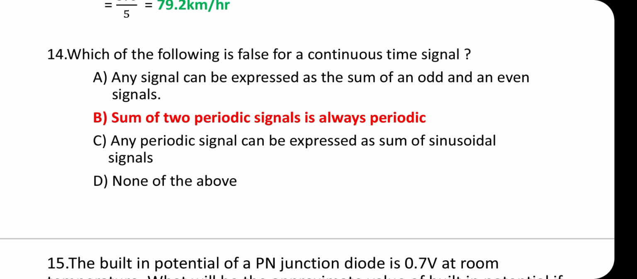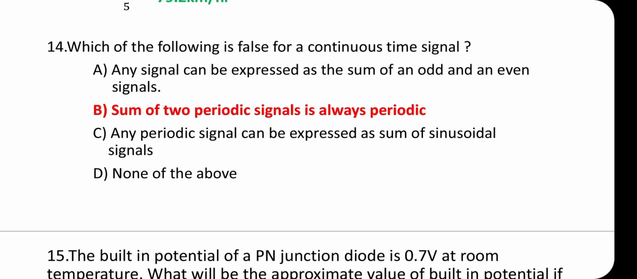Which of the following is false for a continuous time signal? Option B is the false statement, that is, the sum of two periodic signals is always periodic. Actually, a given signal g of t can be written as the sum of its even part and odd part. That is, g of t equal to g e of t plus g o of t, where g e of t is the even part of g of t, that is g of t plus g of minus t divided by 2. g o of t is the odd part of g of t, which is equal to g of t minus g of minus t divided by 2.